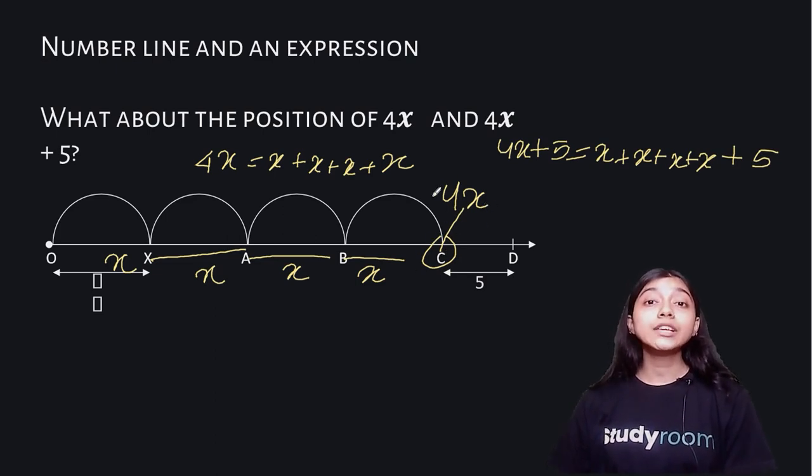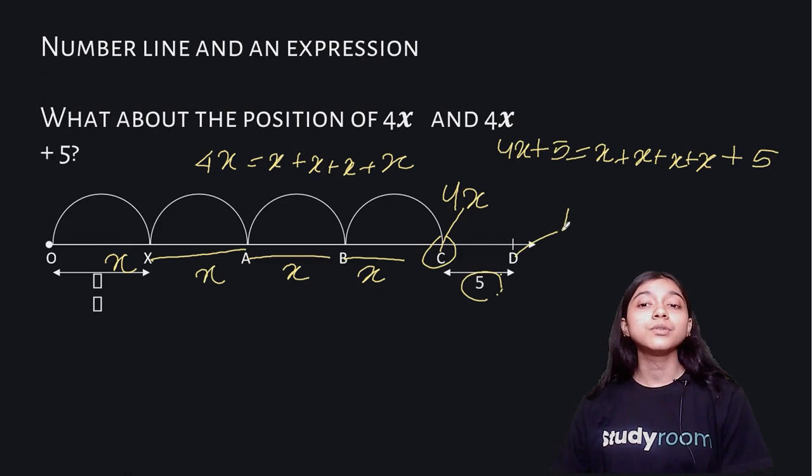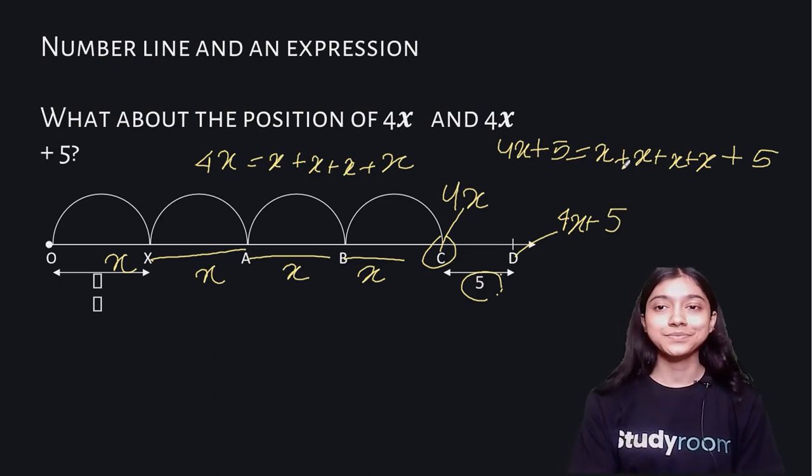Now in this 4x, we need to add 5 units. In adding 5 units, what we have to do is take another point D towards the right of point C at a distance of 5 units from it. So we can say that this point D represents the given expression 4x plus 5. I hope everything's clear.